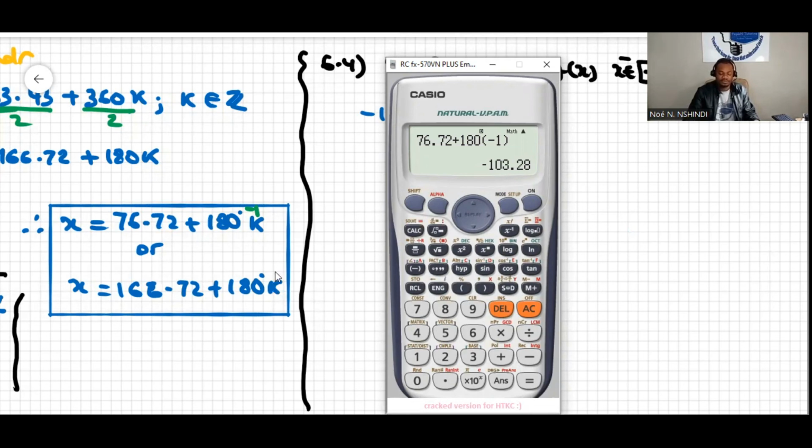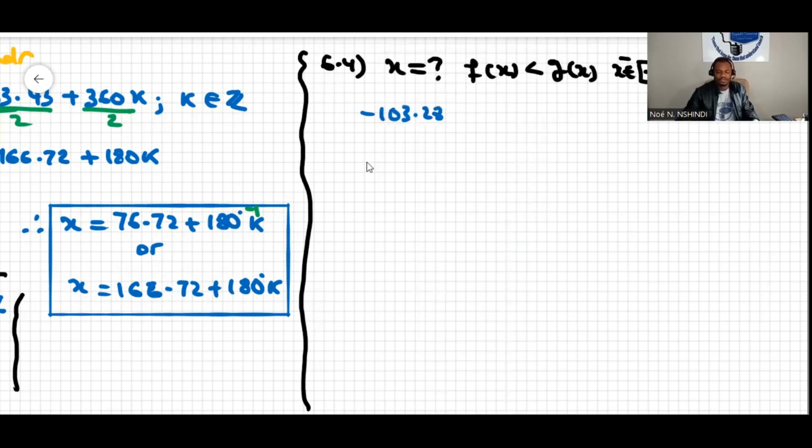If k has a value like 1, it's going to be beyond the interval. If it's 0, it's also beyond the interval. But if I take a value like -1, for instance, there, I'm going to get 166.72. Press equal, and then press SD to find the actual value, which is -13.28. So we have a value like negative 13.28.